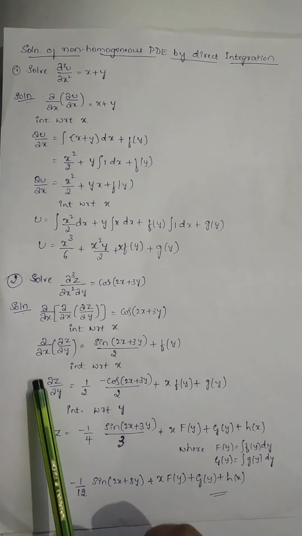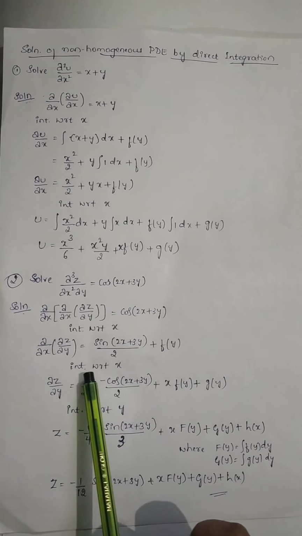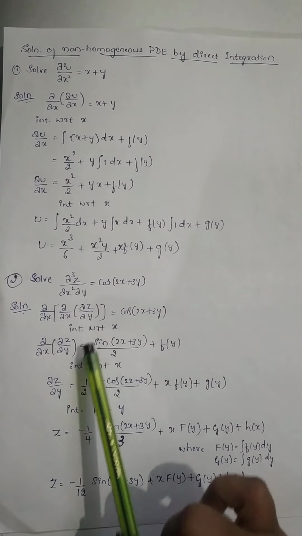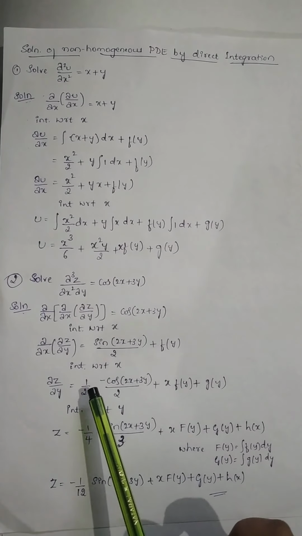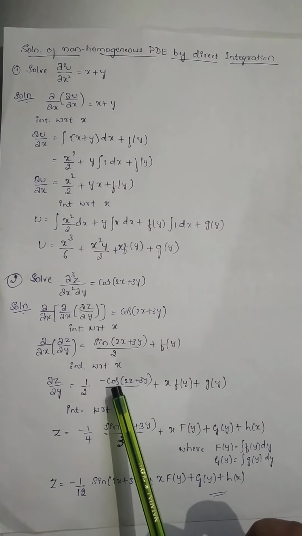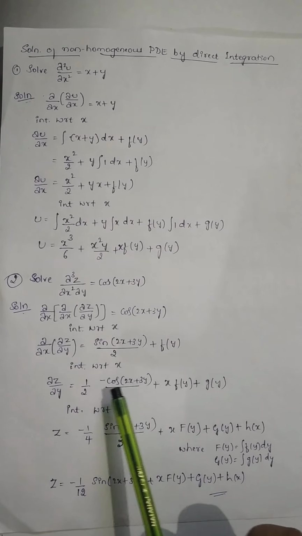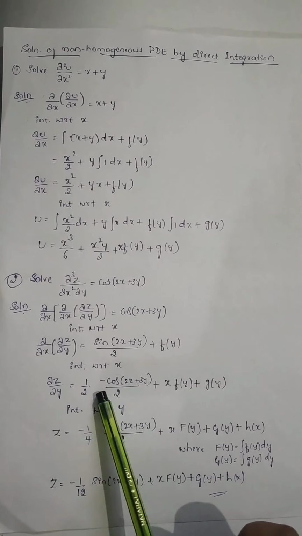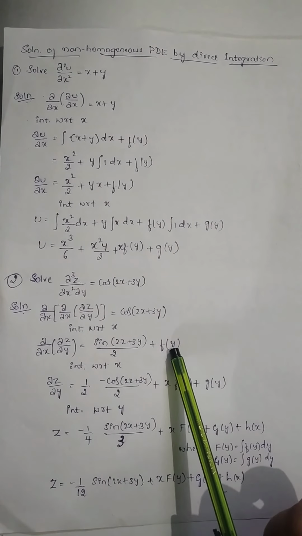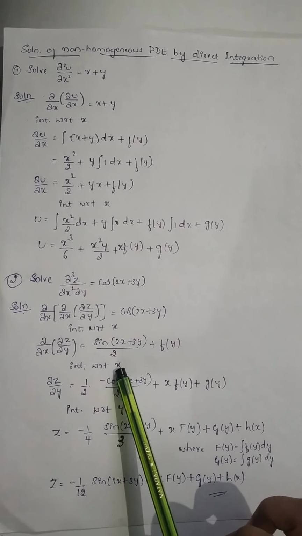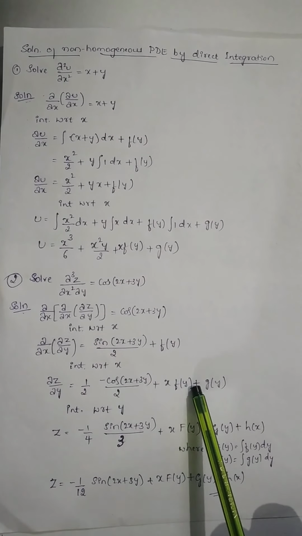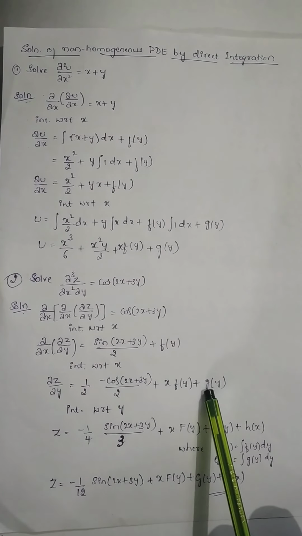Now to remove this del by del x, one more time you need to integrate with respect to x. So on the LHS you will get del z by del y, equal to 1 by 2 as it is. Integration of the sine function with respect to x will be the cosine function with a minus sign. The terms inside the bracket are as it is, divided by the coefficient of x in the denominator, plus f of y to be integrated with respect to x. Function of y will be constant, integration of 1 will be x, plus integration constant g of y to be written.